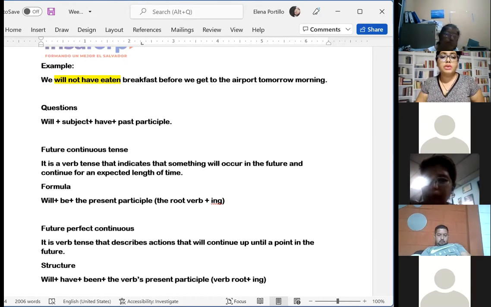O los tenses del future, que es el futuro perfecto continuo, es para describir acciones que van a continuar hasta cierto punto en el futuro.